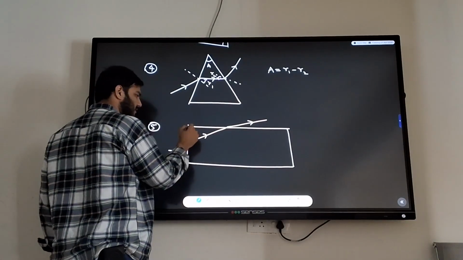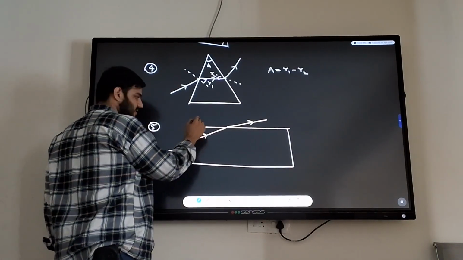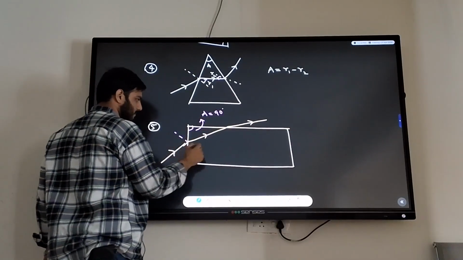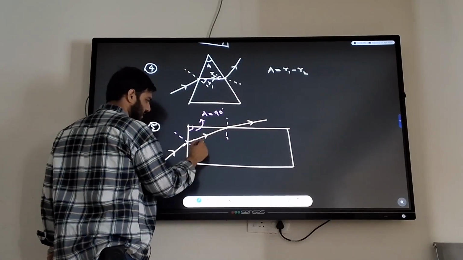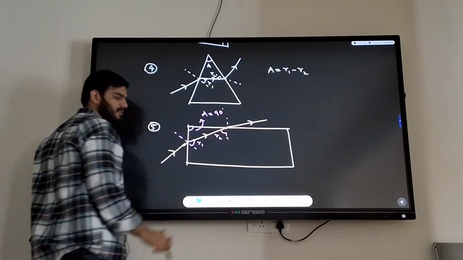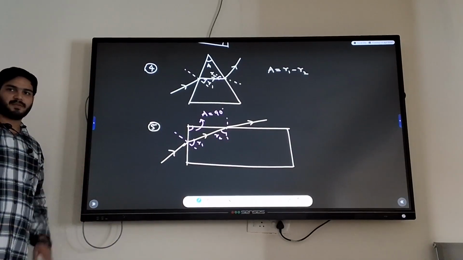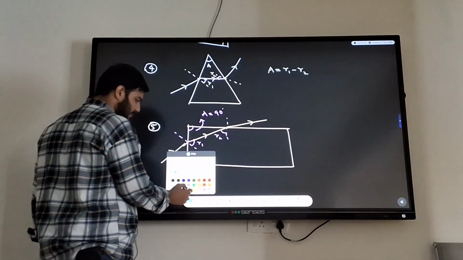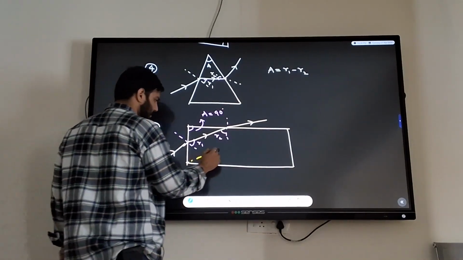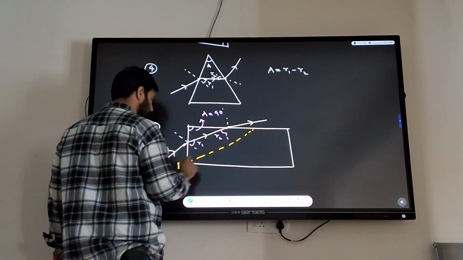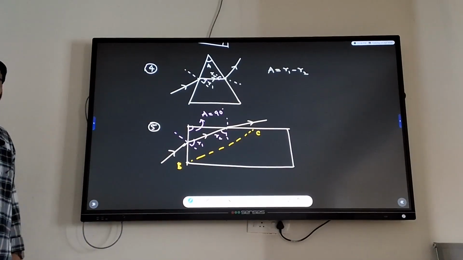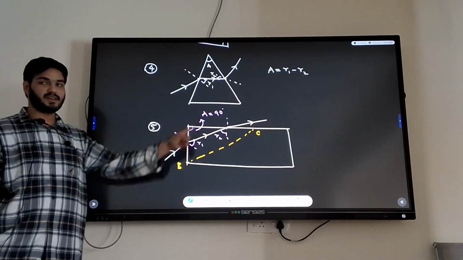What is this angle, by the way? 90. That's 90. That's A. This will be R1, this will be R2. And you will consider this case to be again like a prism, and you will do the whole problem. Considering that the base can be taken down like this. The base doesn't really matter since in most of the questions we only care about this angle here.